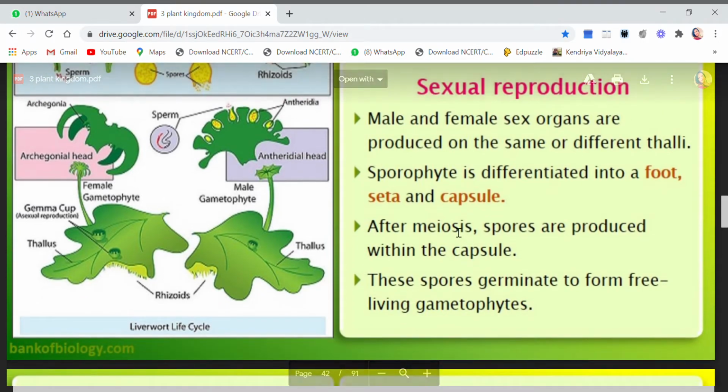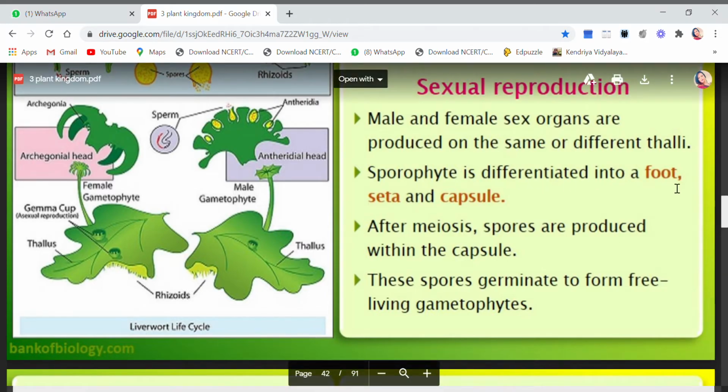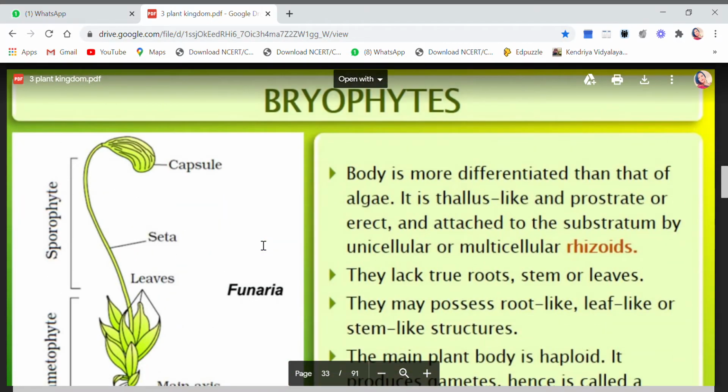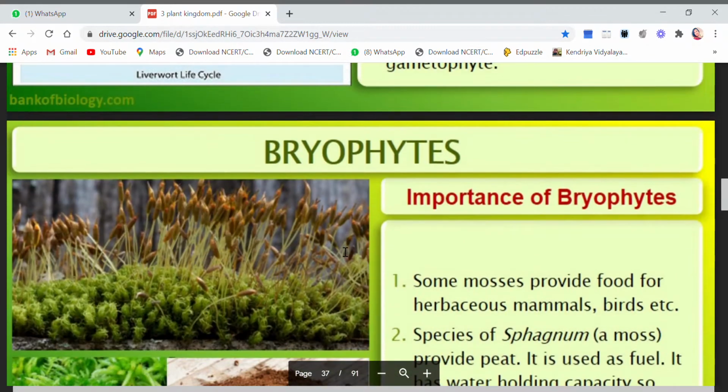Now we have also studied the life cycle. The life cycle of bryophytes is divided into two parts. One is the gametophyte, which is the main plant body, and the other is the sporophyte. We have seen that the sporophyte is differentiated into foot, seta and capsule. Let me show you here. This is the foot, this is the seta, and this is the capsule. This is a sporophyte.